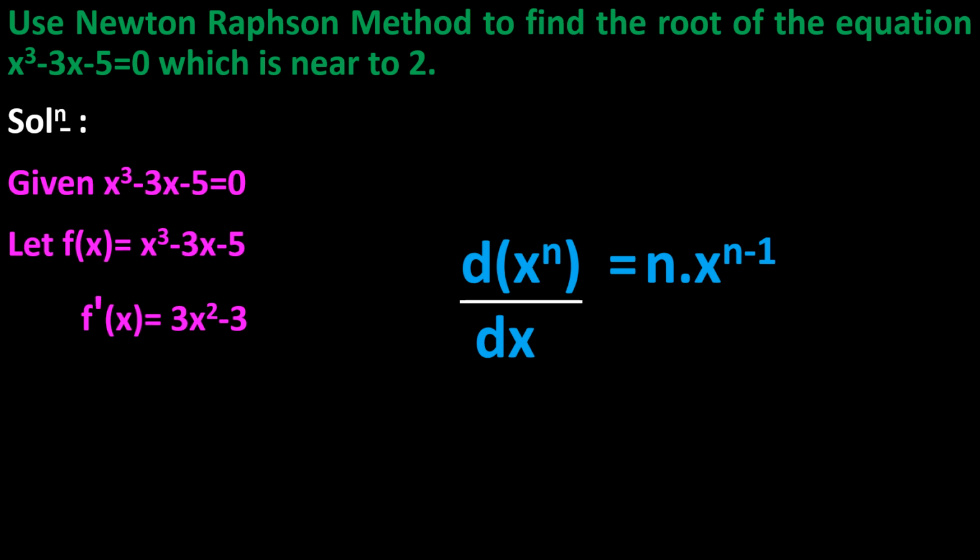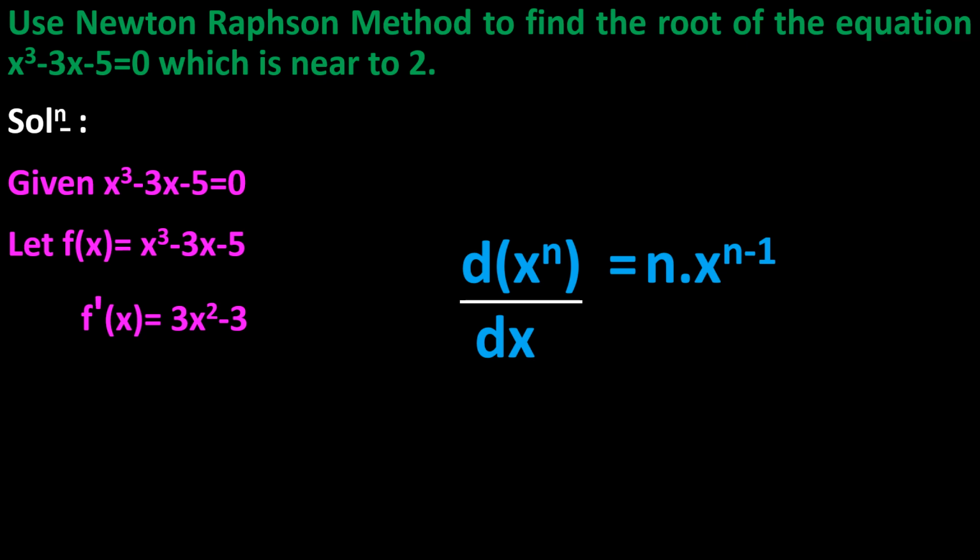Again here x is there. x means x to the power 1. That is 1 into x to the power 1 minus 1. 1 minus 1 is 0. x to the power 0 is 1. 1 into 1 will be 1. For that purpose I have written just 3. That is, f dash of x is equal to 3x square minus 3.